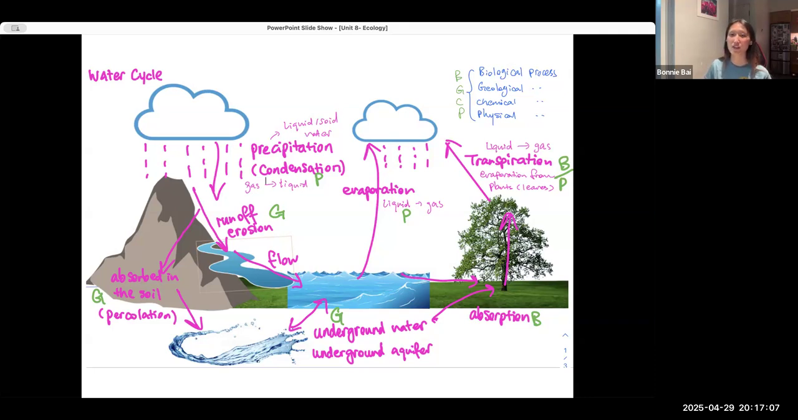Obviously, chemical reactions, you all learn chemistry. I guess the physical process, the geological process, the rocks breaking down could also be a geological process. A biological process is anything that involves a living organism. And some of these processes can combine as well. That's the water cycle, pretty easy.